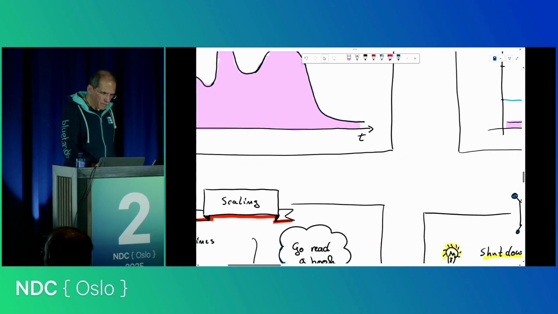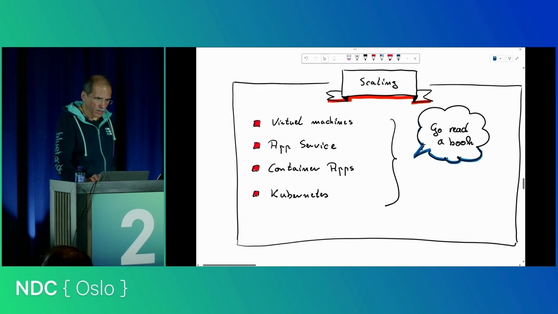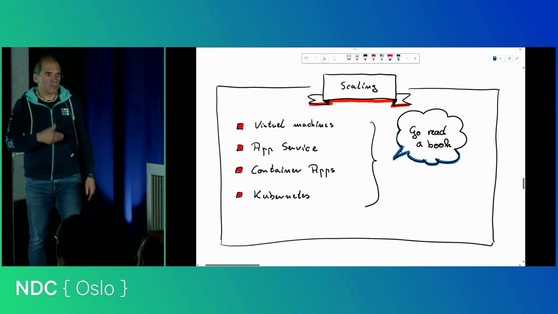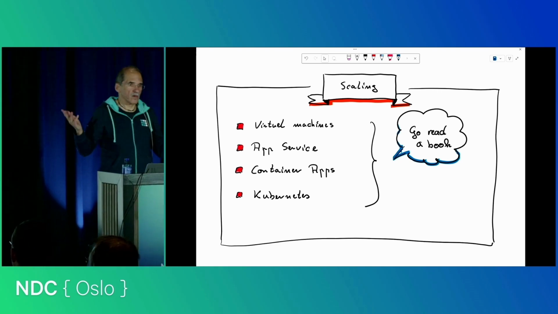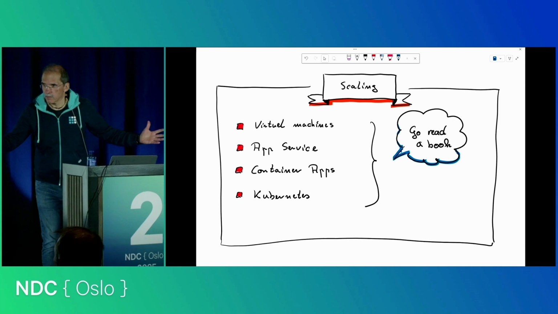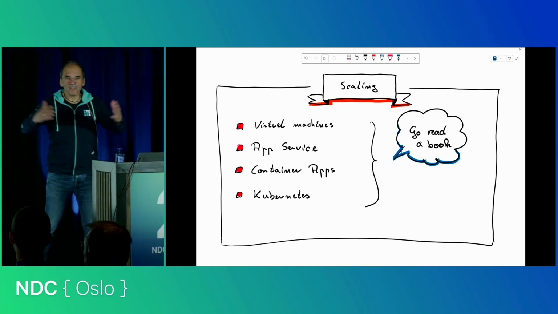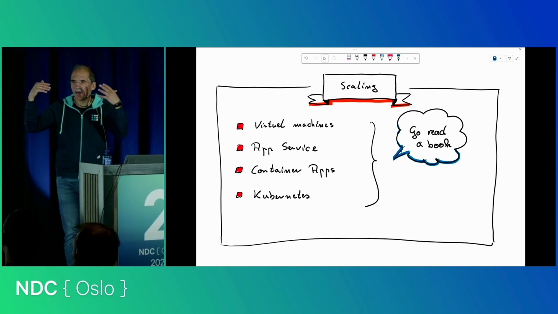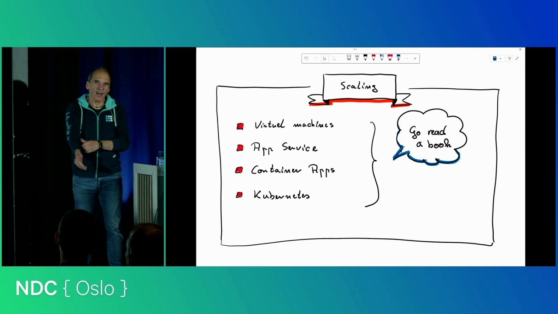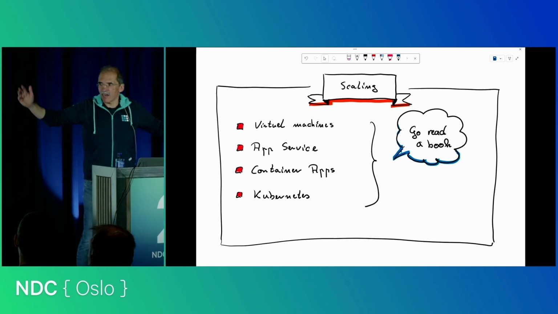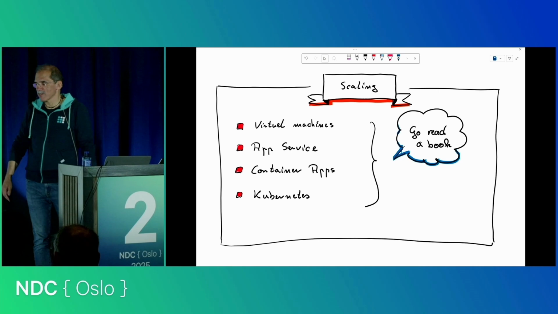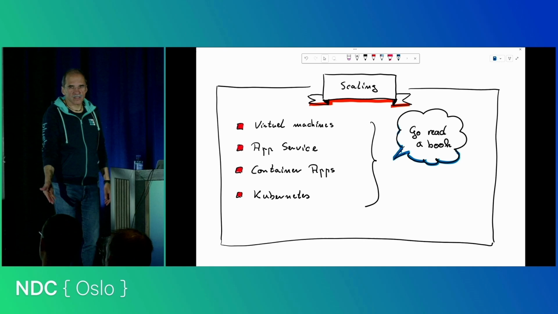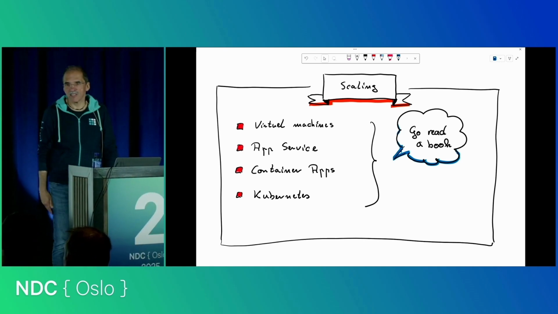So how to scale? On Azure, we have resources like virtual machines, app services, containers, Kubernetes, and so on. Go read a book, visit conferences, go to NDC. I bet you know more about how to scale Kubernetes. There are so many smart guys there who can explain it, and so many books on that. And it's really easy. On app service, you turn on scale sets. On virtual machine, you turn on scale sets.